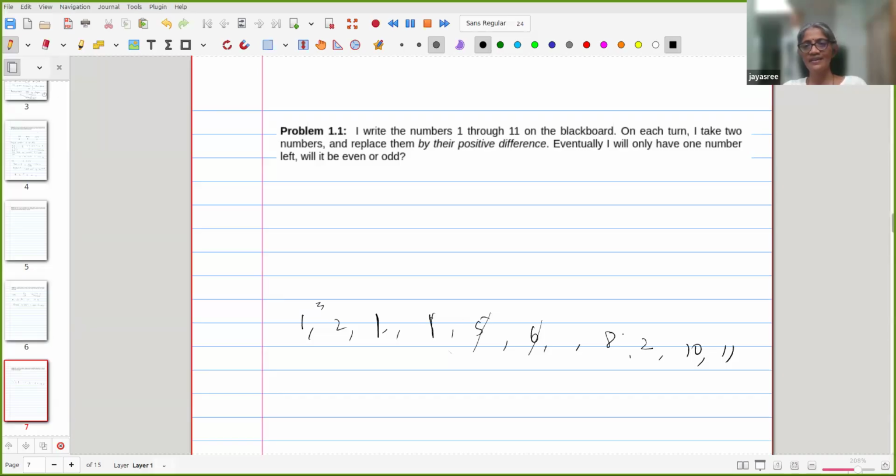Then you can strike out 10 and 8. 10 and 8, I will write 2. Harish, call out somebody else. Shreyas, next step. We can remove 11 and 2 and replace it by 9. 11 and 2, and write 9 there. Okay. One more. And then 9 and 2, and then write 7.